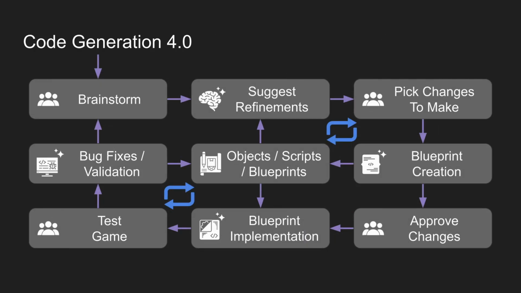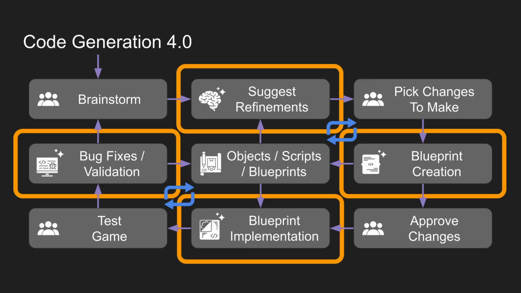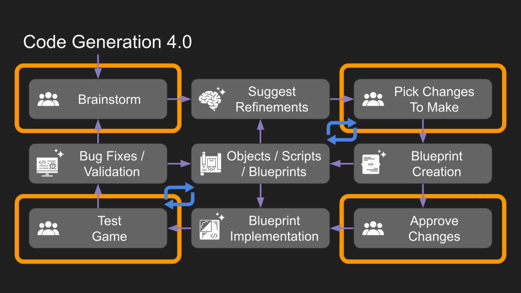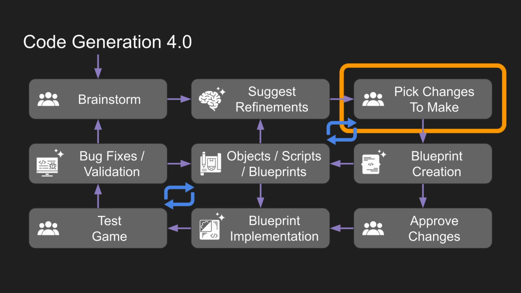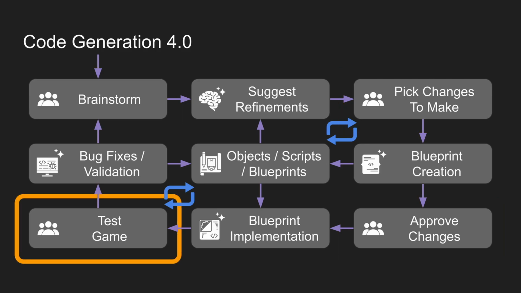So now that our process really better aligns with agent-to-agent communication, we can let the agents talk to themselves more directly and keep ourselves more on the corners of our process, where we're still brainstorming the ideas, picking what we want to do, approving the changes, and testing the game.